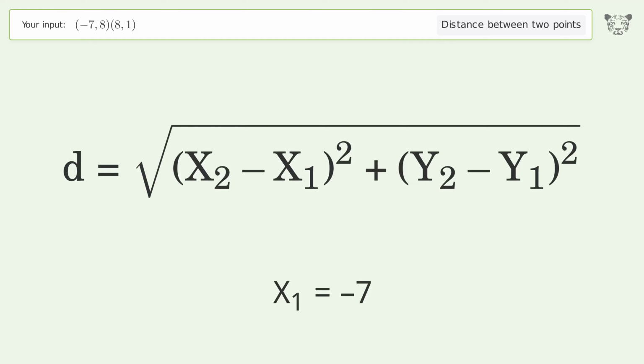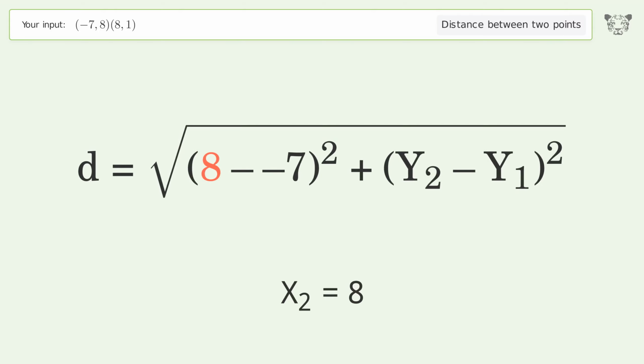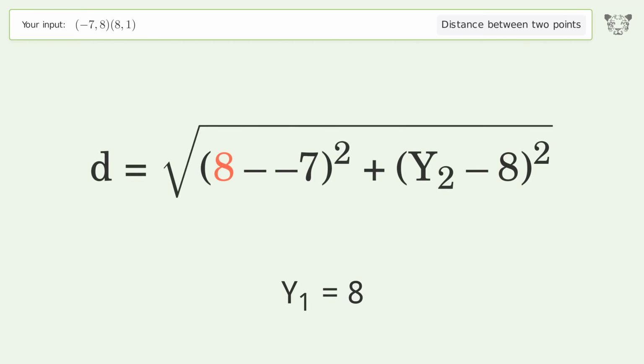x1 equals -7. x2 equals 8. y1 equals 8. y2 equals 1.